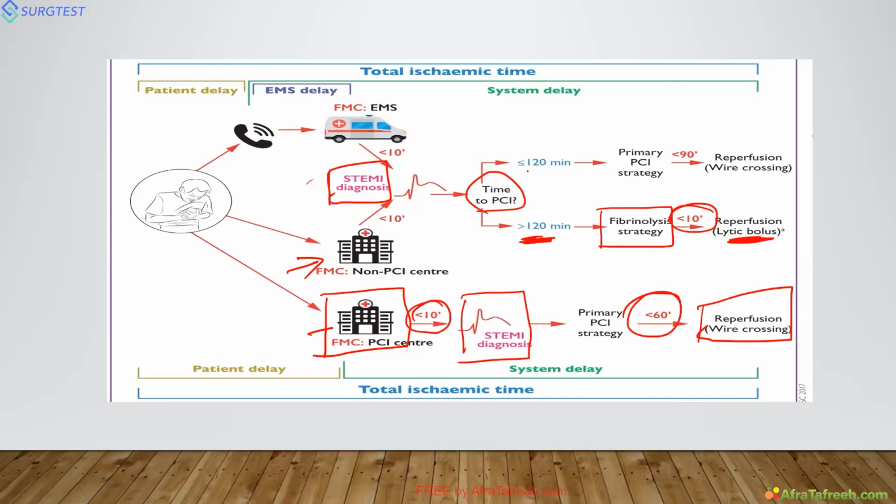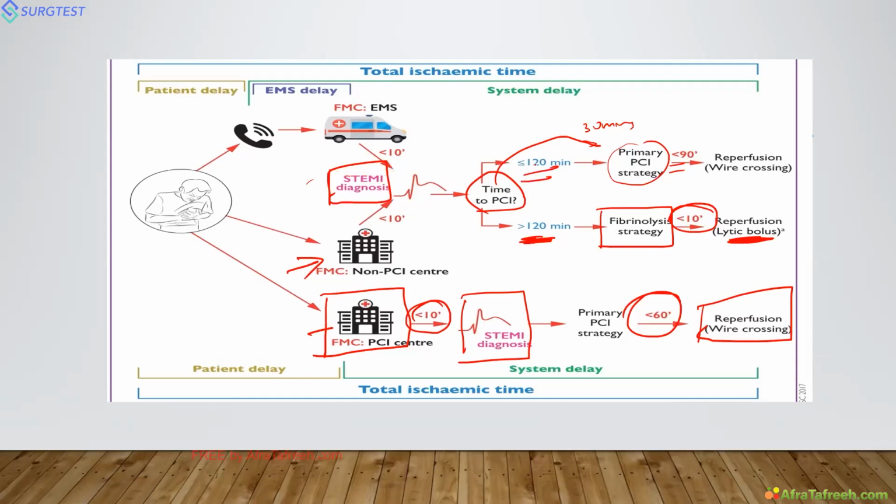Whenever there is a PCI center nearby, you can transfer the patient within 30 minutes, not 1 hour. So you transfer the patient within 30 minutes, and then directly go to the cath lab, and then another 90 minutes to cross the wire. So whenever the patient is near a PCI center, you can do the procedure within 120 minutes.